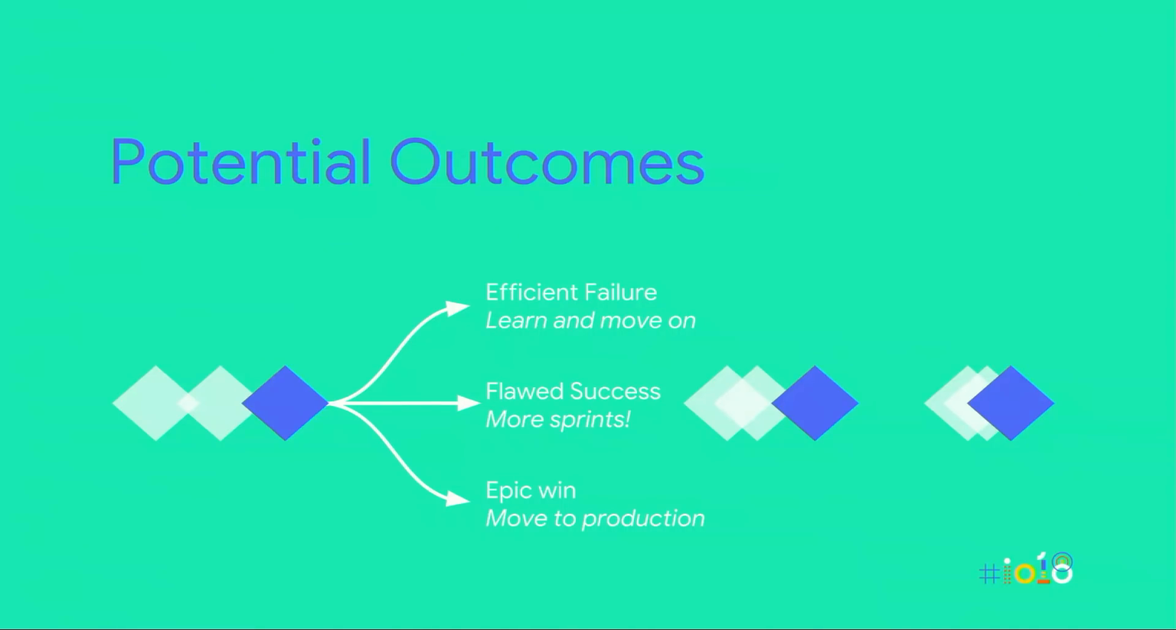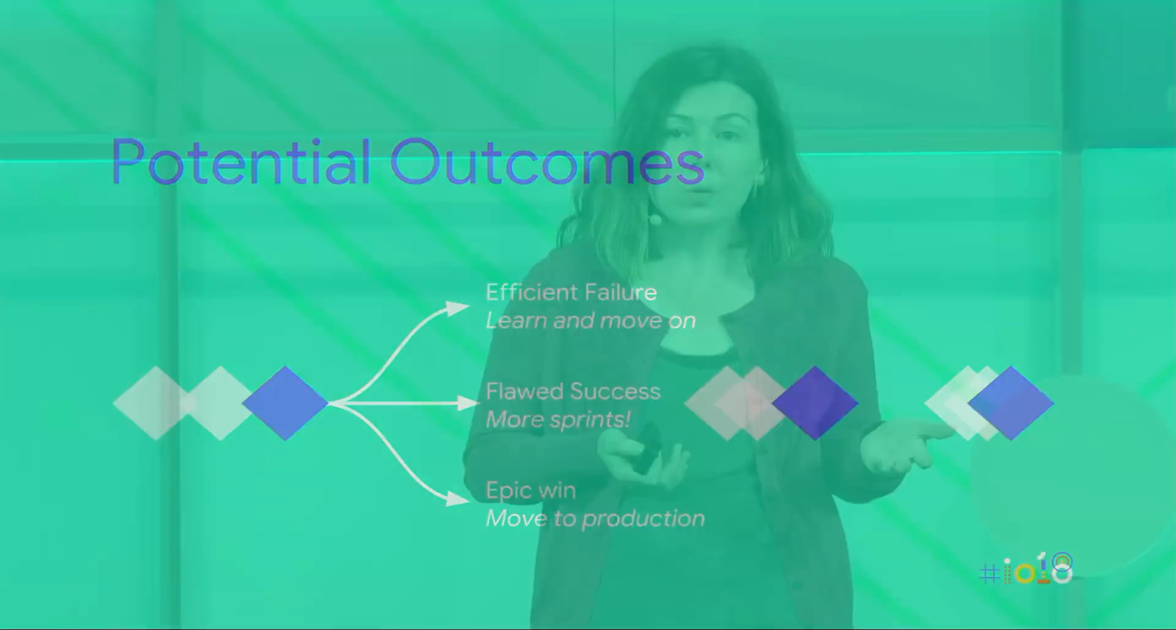Now, most sprints fit in this middle bucket, what we called flawed success. Some things worked, some things didn't, but you have a path forward. You know what you need to do next. And sometimes you have an epic win. Maybe you have a couple things you want to tweak, but you're ready to move to production. You'll need to set your expectations with stakeholders at the beginning of the sprint so that everyone is aware of this and they know what the outcomes might be. Now, let's talk a little bit about immersion.